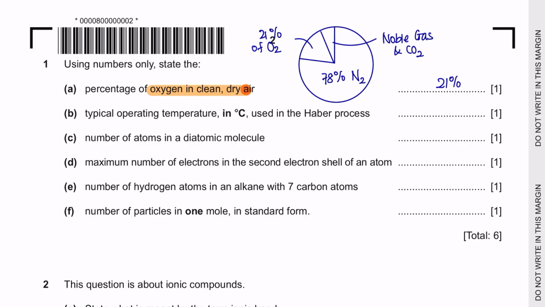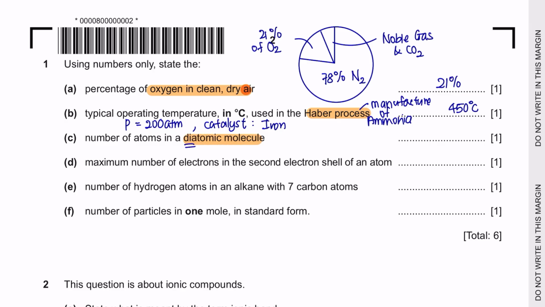Next, the typical operating temperature in degrees Celsius used in the Haber process. Haber process is the manufacture of ammonia, and some of the operating conditions that you have to know is that it operates at 450 degrees Celsius at a pressure of 200 atm, and the catalyst used is iron. The other process that you have to know is contact process, so make sure you also learn the operating condition of that process. Next, number of atoms in a diatomic molecule.